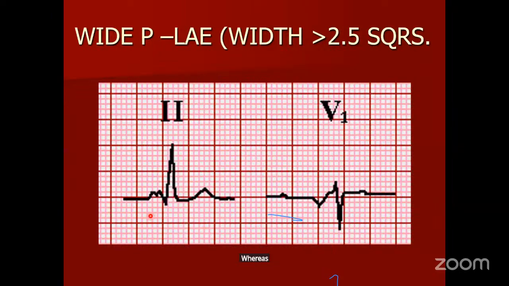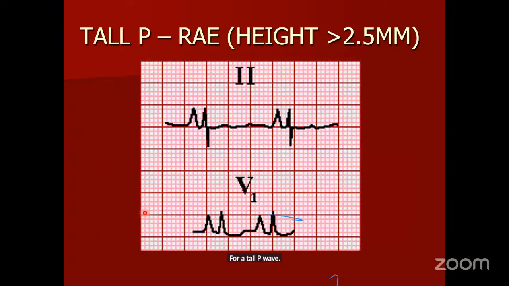Whereas look here, the P wave is abnormal in width. My height is normal, but the P wave is occupying more than 2.5 small squares horizontally, and it has a notch in between the right and left atrial depolarization. So whenever I have a wide P wave in lead 2, which looks like an M, it is likely to be left atrial enlargement. My terminal negative component in V1 represents left atrial depolarization. I have a deep and broad negative component of the P wave in V1, which represents left atrial enlargement. So a tall P wave is right atrial enlargement. An initial tall component in V1 is right atrial enlargement.